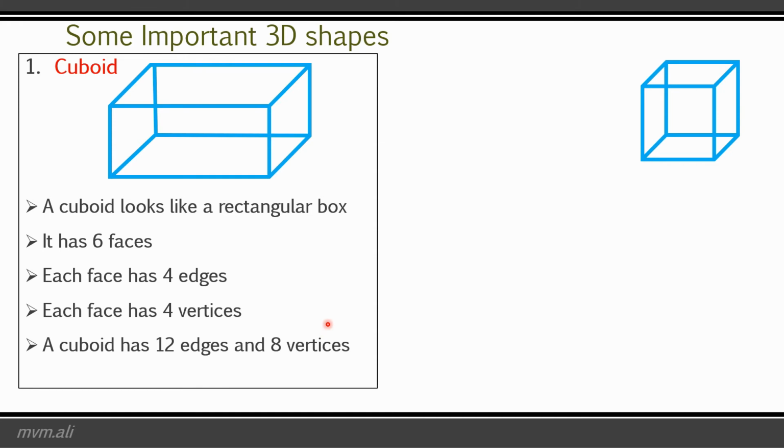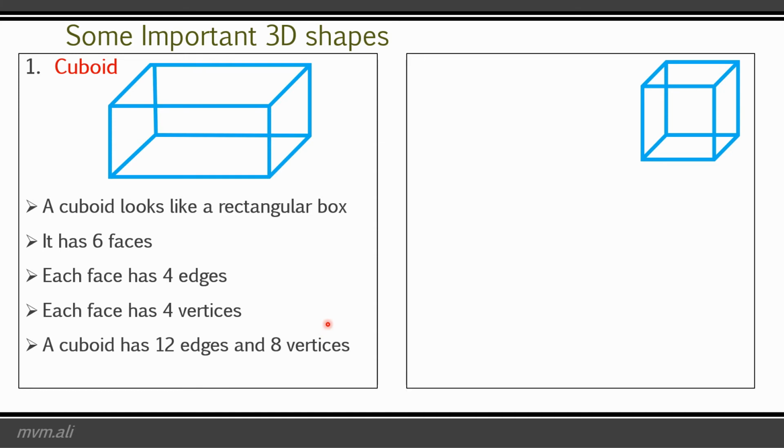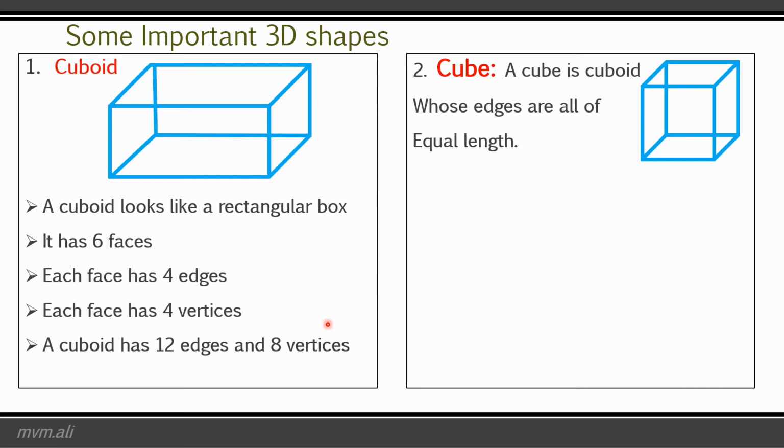Okay. Next, the second type is a cube. A cube is a cuboid whose all edges are of equal length. Here all the edges are not equal. This is the length, this is the breadth, and this is the height. These edges are not all of equal length. But here in the case of a cube, all edges are equal. That's why this is called a cube.